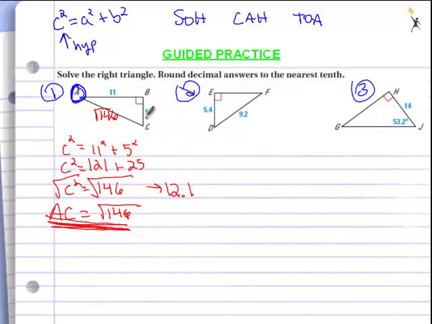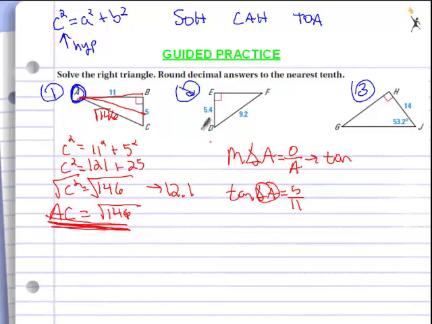Notice this, that I'd rather use 5 and 11 because those are perfect numbers, they're whole numbers. I would rather use those in my trig ratios, not the square root of 146. But you can do whatever you want. To find angle A, or the measure of angle A, I'm going to use the opposite and the adjacent sides, which is the tangent function. So I can say the tangent of angle A equals the opposite side of 5 divided by the adjacent side of 11.